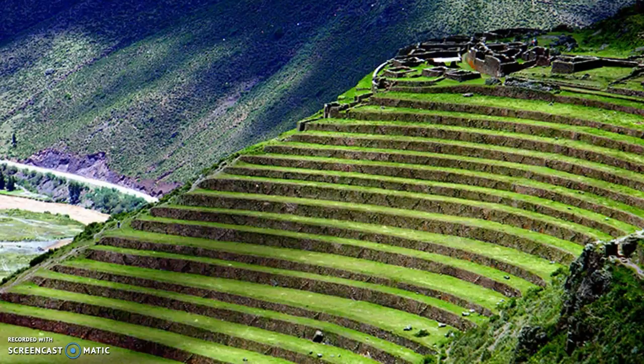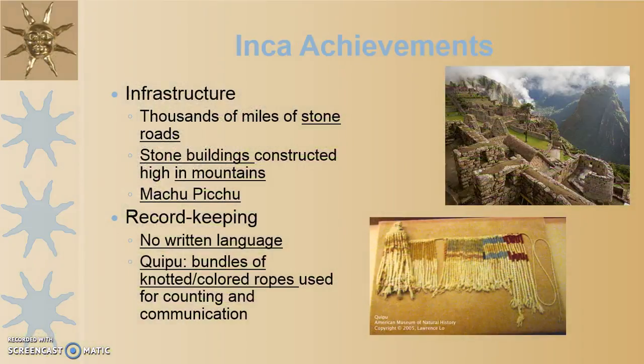Okay, so here is an image of the terrace farming. So you see the city is up at the top, and then along these steps they would grow crops. So they got very creative with modifying their environment. Alright, the Inca were able to build thousands of miles of stone roads to connect their cities. They also had very strong stone buildings that were constructed very high up in the mountains.